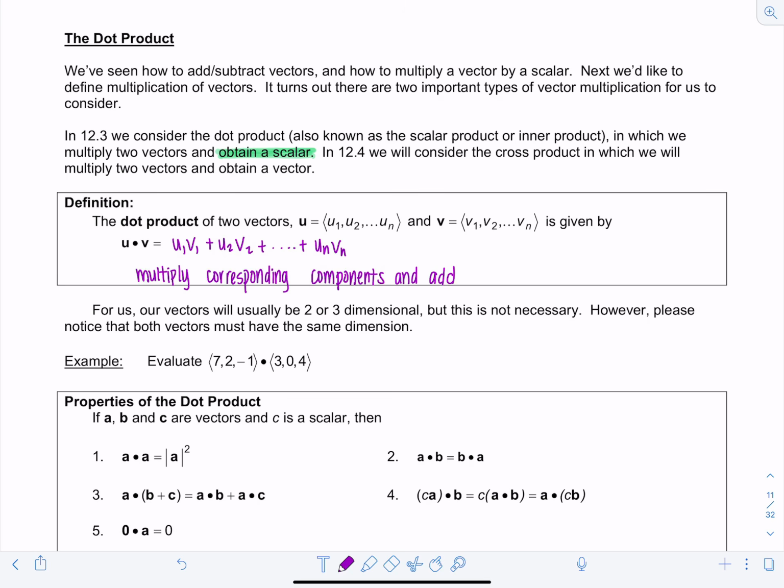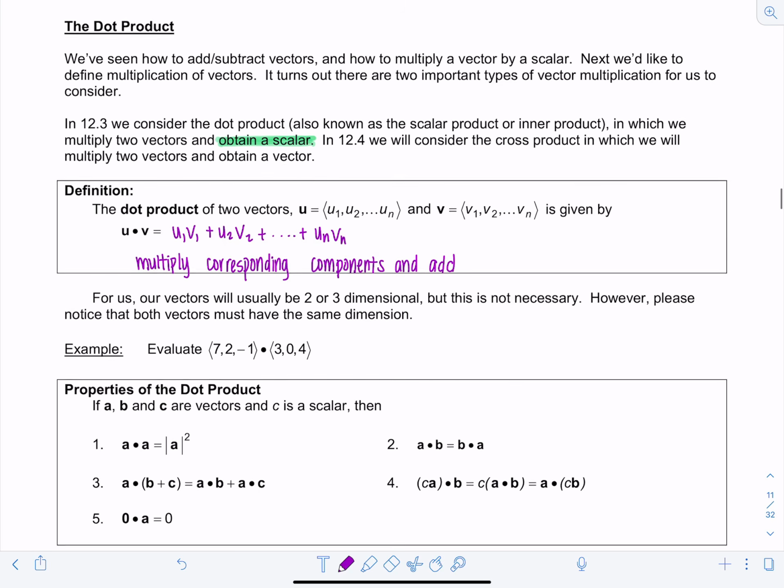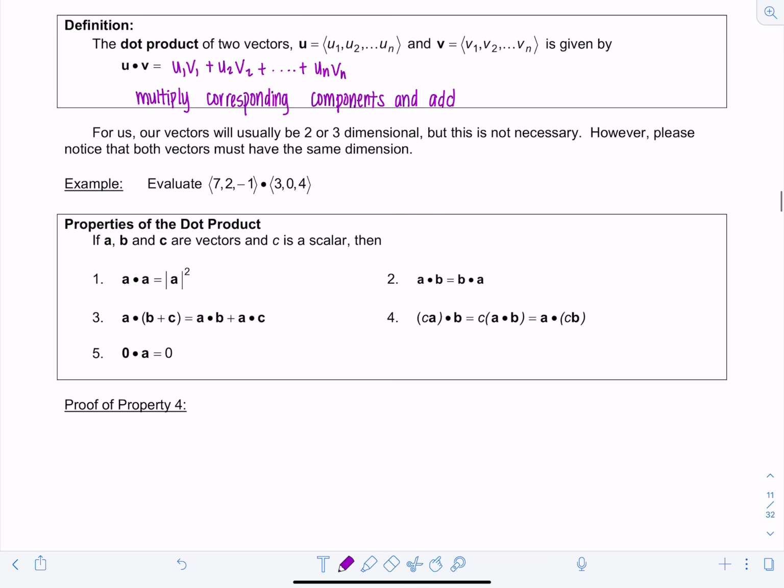So just a quick little example. Evaluate the dot product for the two vectors 7, 2, -1 and 3, 0, 4. You'll notice when we are working with the dot product, we use a heavier dot than the dot that we typically see when we're referring to regular multiplication. So here I'm going to take the corresponding components. 7 times 3, that's going to be 21. Then I have 2 times 0, that's 0. And then -1 times 4, that's -4. And this gives me 17. Okay. And it's fine if you do these in your head. You don't even need to write out this much. It's up to you.